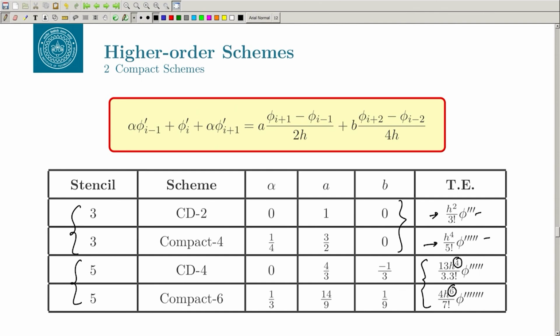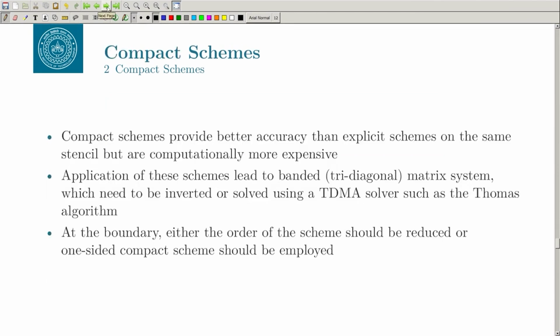So, that is why compact schemes are more accurate. And a finishing thought: compact schemes provide better accuracy than explicit schemes on the same stencil, but are computationally more expensive. The reason is that it leads to a banded system which needs to be inverted or solved using a TDMA solver, a tridiagonal matrix solver. You might have read about the Thomas algorithm. Basically, you use forward substitution and backward substitution to calculate it.